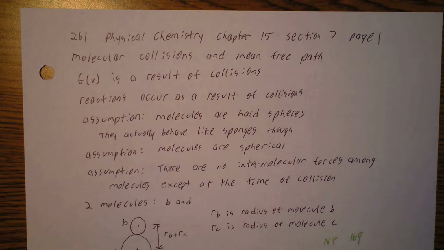Continuing on physical chemistry, chapter 15, we're in section 7 now. We're going to talk about molecular collisions and mean free path. Now we derived this function g of speed that is the result of collisions. We derived it showing collisions between the molecule and the wall. But in reality there is no wall. It's actually the collisions between gas molecules.